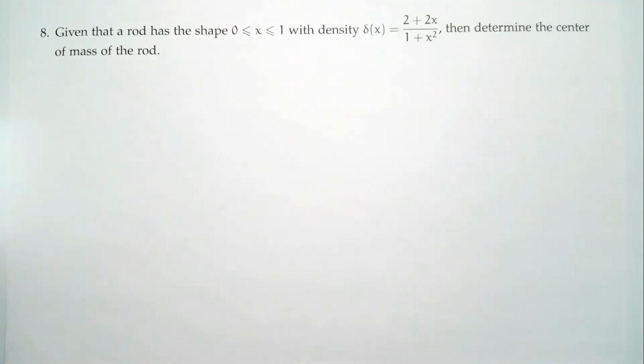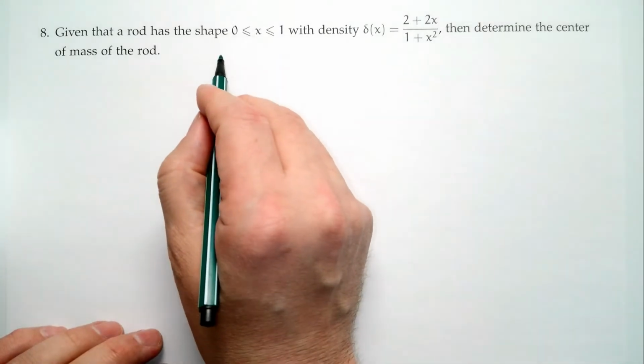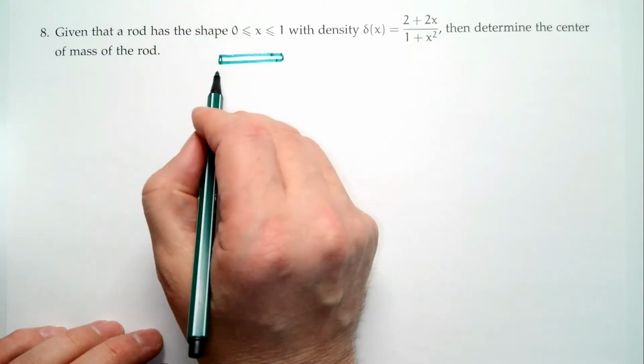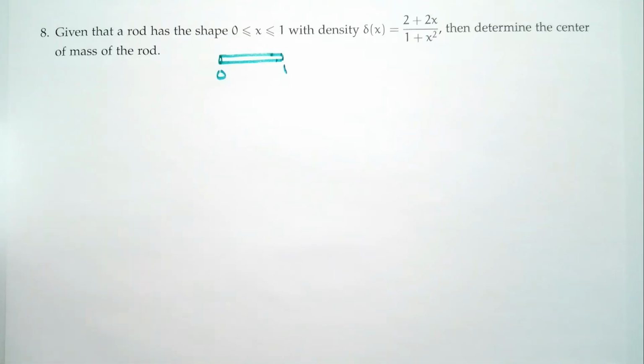All right, number 8. Given that a rod has the shape 0 less than or equal to x less than or equal to 1 with density delta of x equals 2 plus 2x over 1 plus x squared, determine the center of mass of the rod. So we have our rod, and we think of it as basically one-dimensional, so we go from 0 to 1.